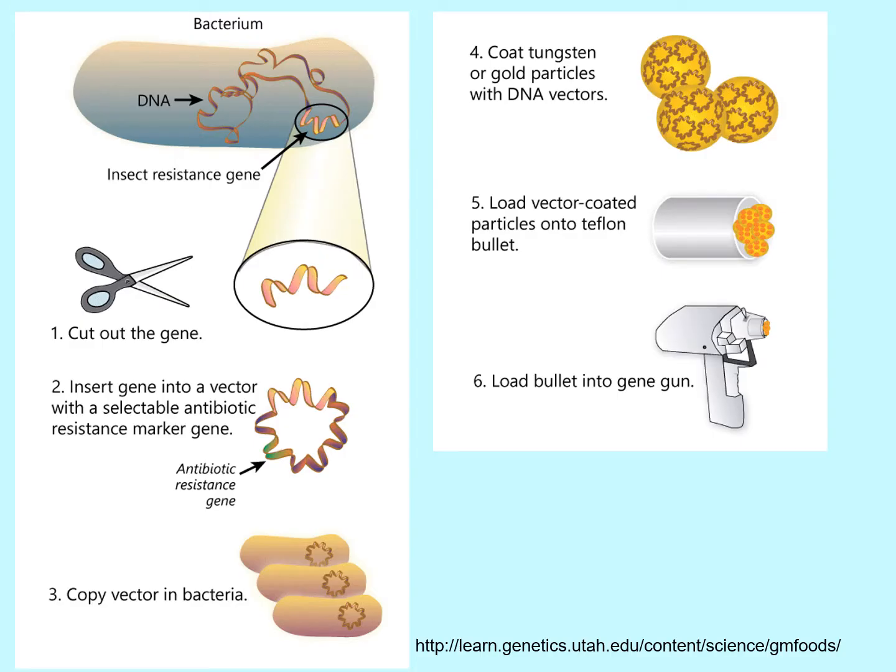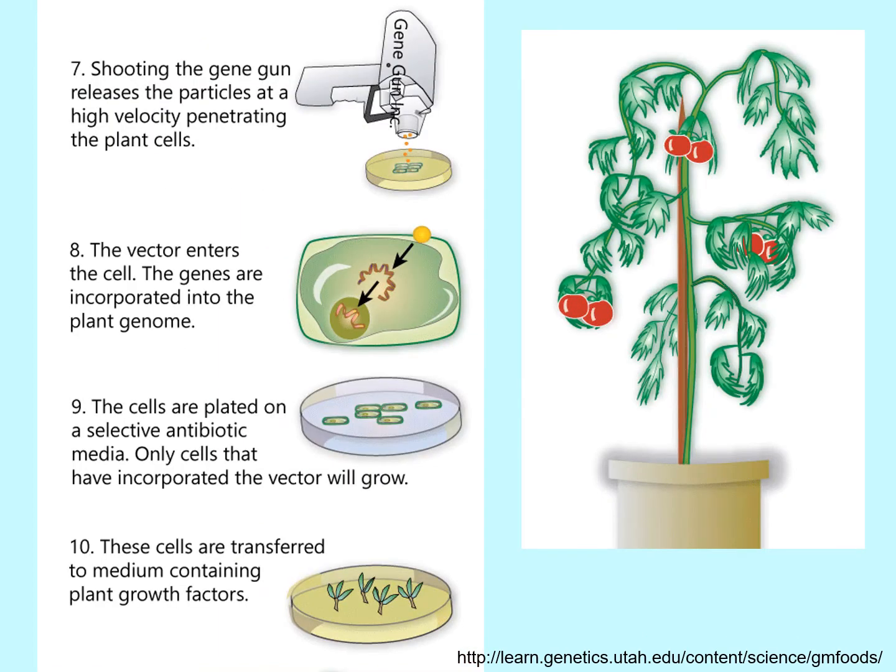This illustrates using a gene gun. So you cut out the gene, in this case an insect resistance gene. You insert it into a vector with a selectable antibiotic resistance marker gene. You copy that into the bacteria, and you coat tungsten or gold particles with these chimera, and you load these onto Teflon bullets. You load the bullet into a gene gun, and believe it or not, you shoot it at high velocity into plant cells.